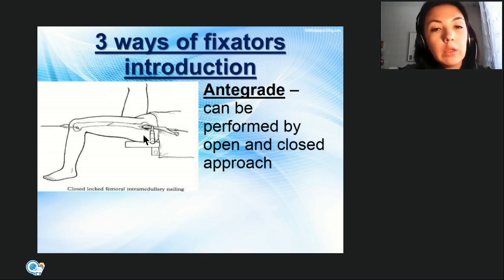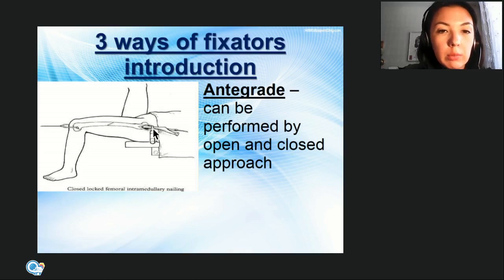Here you can see a closed approach, closed locked femoral intramedullary nailing. We are trying to insert this intramedullary nail into the medullary cavity of the femur, due to the fracture in its middle third.